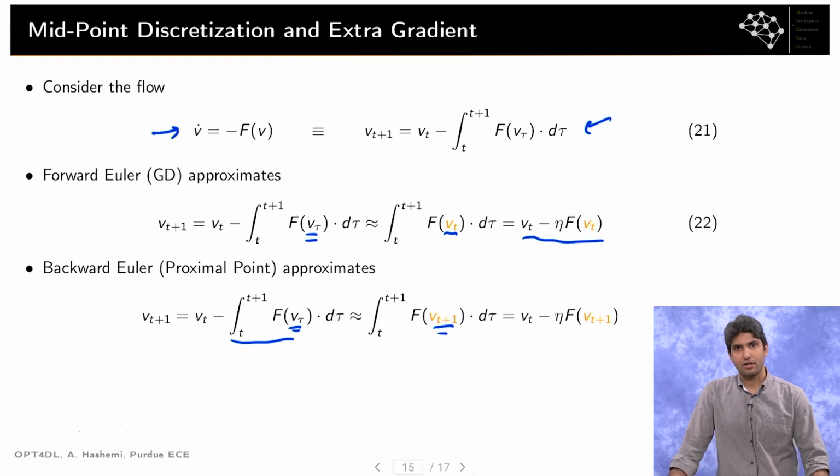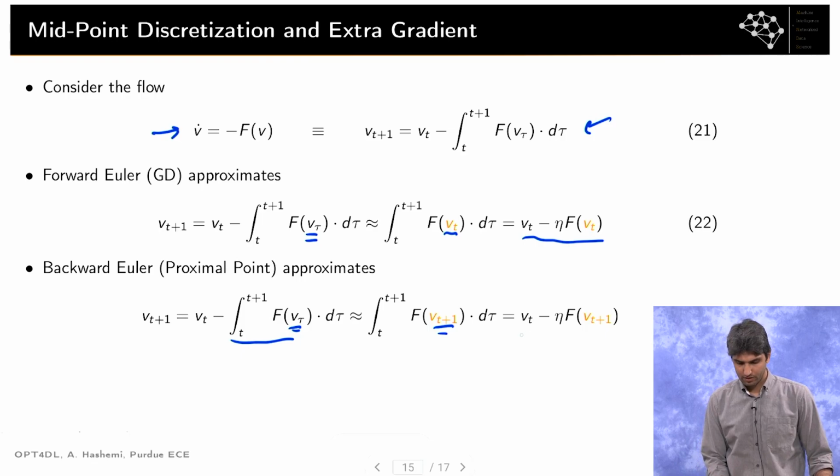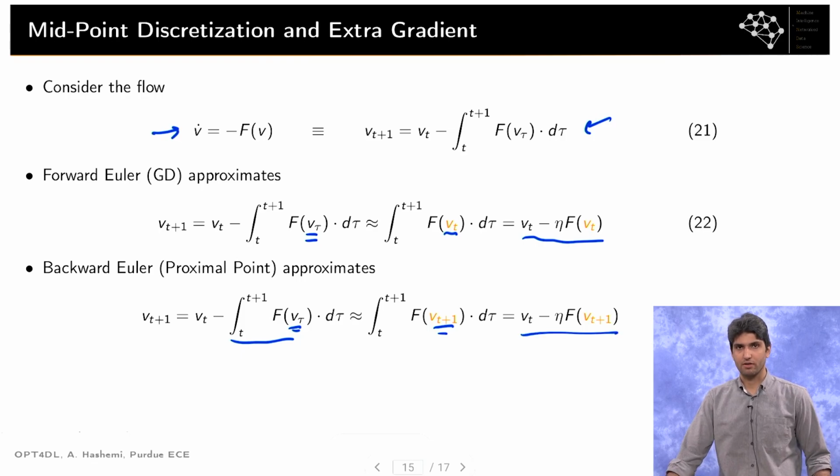Again, the integrand is independent of tau. It can come outside. The integral becomes 1. Well, I'll arrive at this update, which is precisely the update of the proximal point method. And as we mentioned, this is an implicit update. So in many cases, it is not desirable to use this strategy. All right.